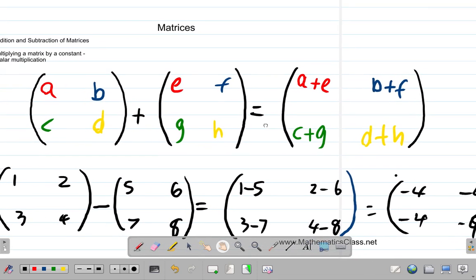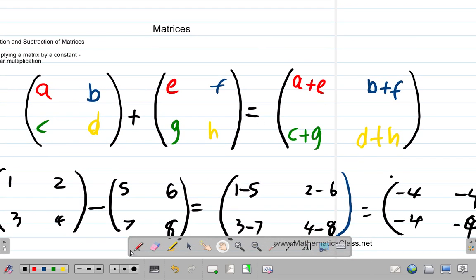When you add matrices, instead of adding, what you're going to do is subtract. Subtract means you're going to subtract the corresponding elements, that is. Adding means you're going to add the elements. So you see that.